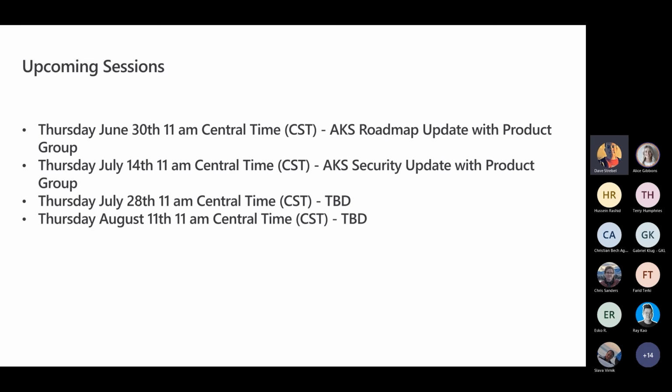Some of the upcoming sessions: June 30th will be our quarterly AKS roadmap update with the product group. Then 2 weeks after that, we will have AKS security updates. That'll be much more security focused in the roadmap there, and that will also be with the product group. Going into July and August, those are still to be determined.